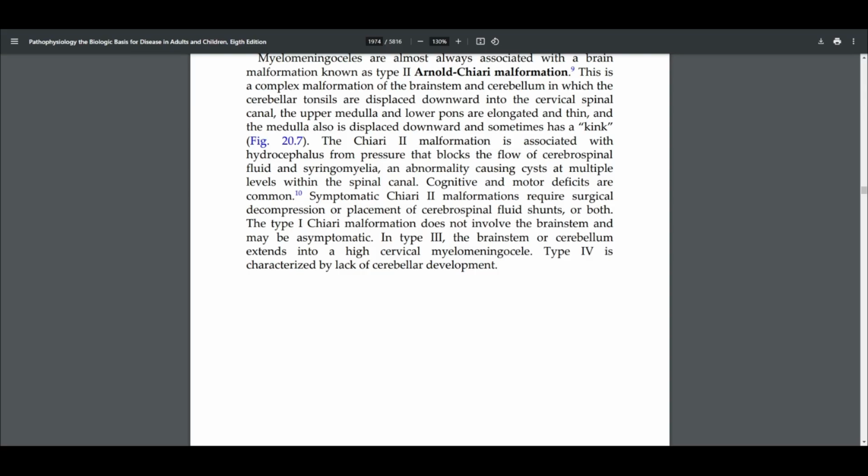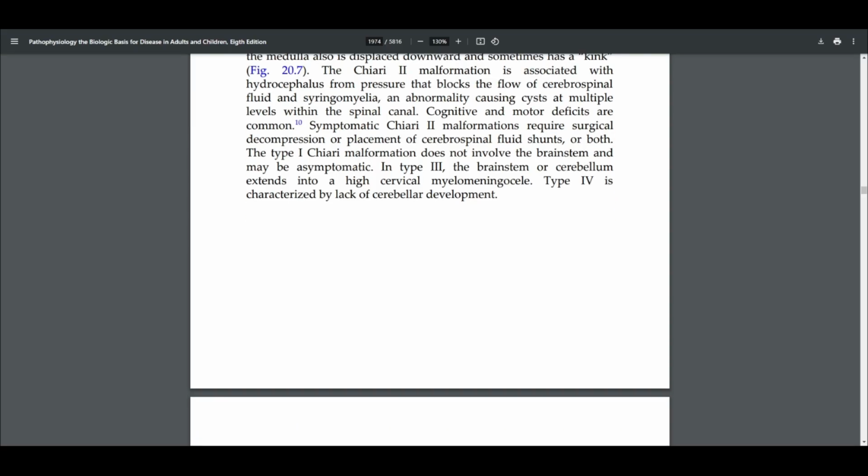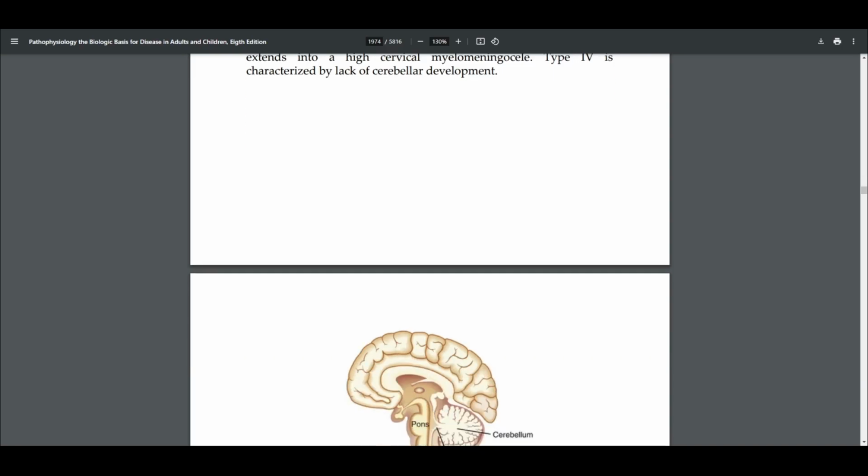Cognitive and motor deficits are common. Your symptomatic Chiari 2 malformation requires surgical decompression or placement of cerebrospinal fluid shunts, or both. Your type 1 Chiari malformation does not involve the brainstem and may be asymptomatic. In type 3, the brainstem or cerebellum extends into a high cervical myelomeningocele. Type 4 is characterized by a lack of cerebellar development altogether.